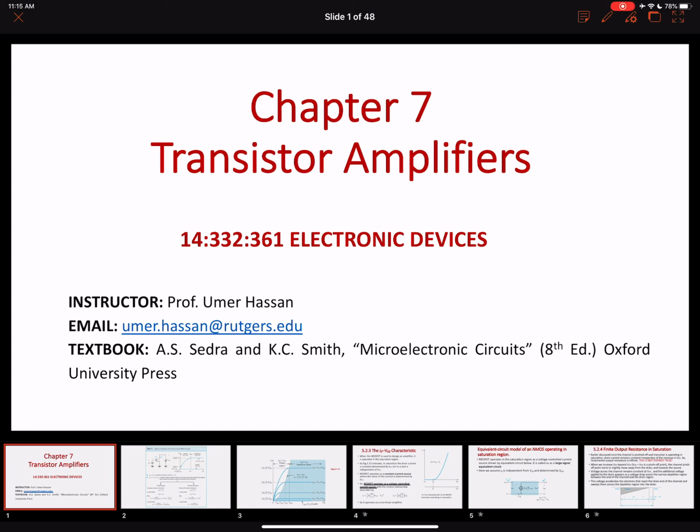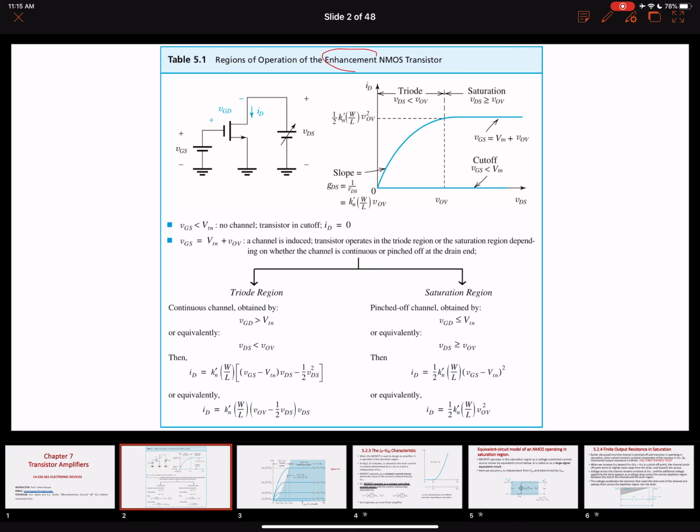I am going to give you a very brief summary of the important concepts of chapter 5 of MOSFETs that will provide the basis of this transistor amplifiers topic of chapter 7. Right, so here is a summary for the NMOS transistor, enhancement mode transistor, in which we have to create or induce a channel at the start.